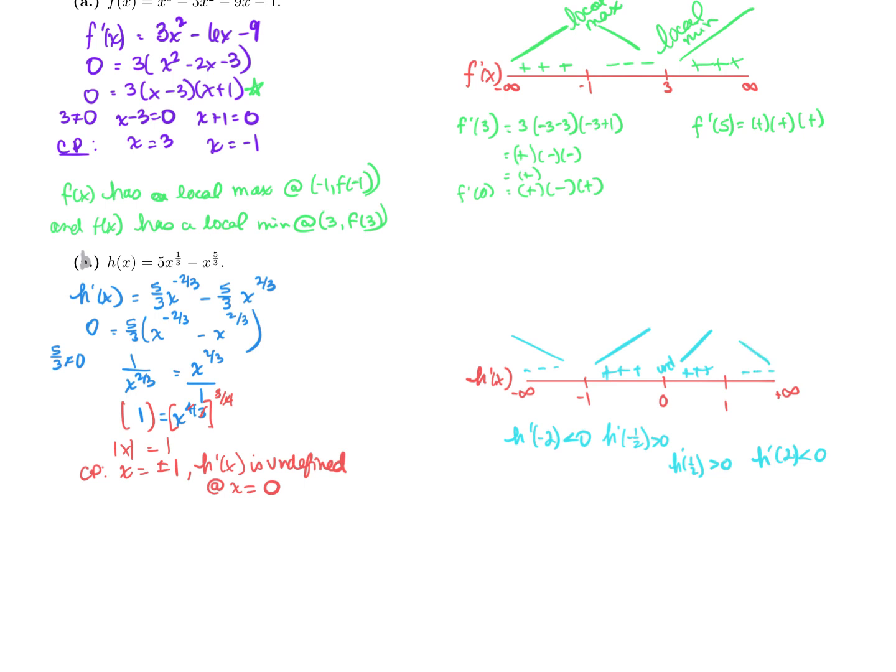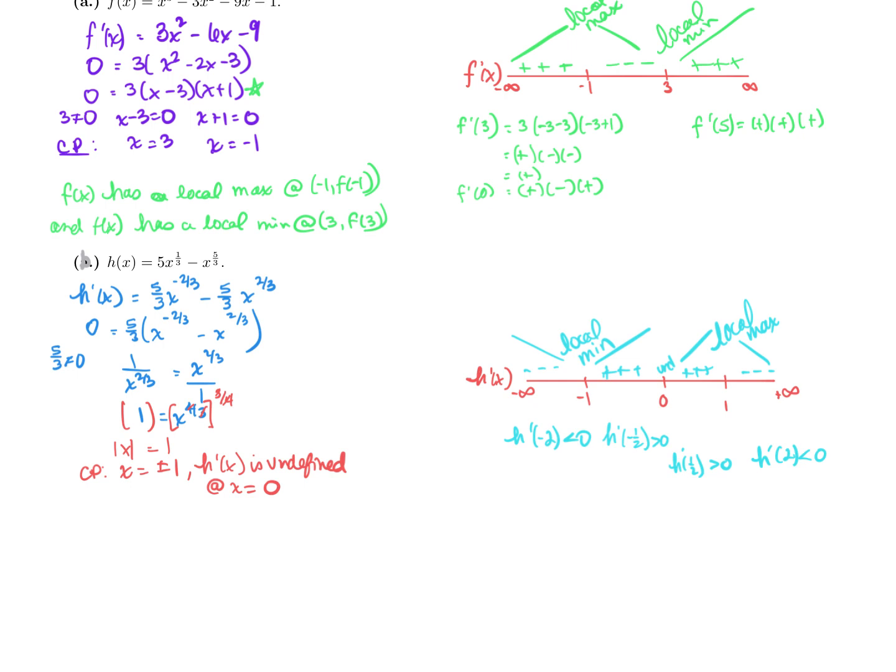So remember, we have a local min where our derivative switches from negative to positive, and we have a local max where our derivative switches from positive to negative, because it means our function is switching from decreasing to increasing or increasing to decreasing respectively. So we have a local min at x equals -1 and a local max at x equals 1. And you notice that there's no extremum at x equals 0.